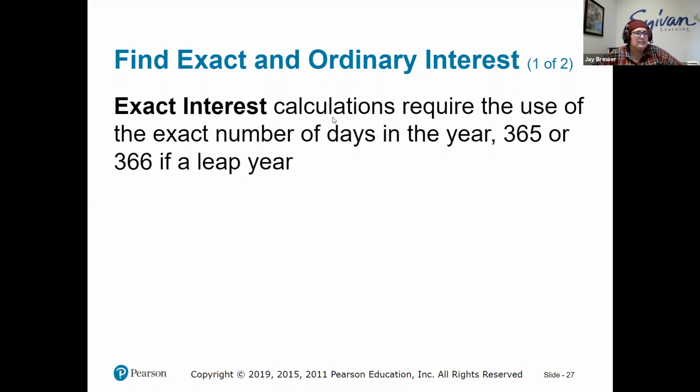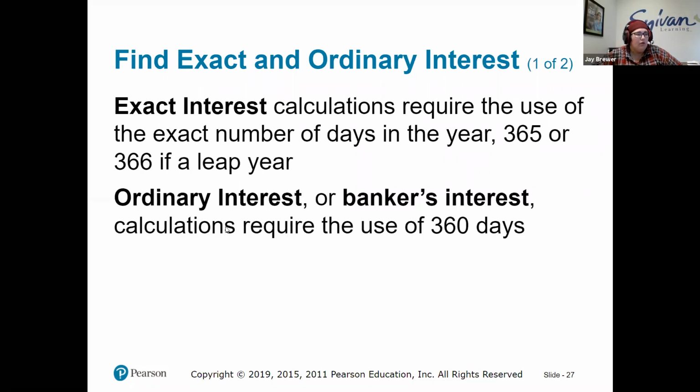Find the exact and ordinary interest. Exact. So this is the different thing I was talking about. Exact interest calculations require the use of the exact number of days in a year, which is 365, or 366 for a leap year. Ordinary interest, or banker's interest, calculations require the use of 360 days.